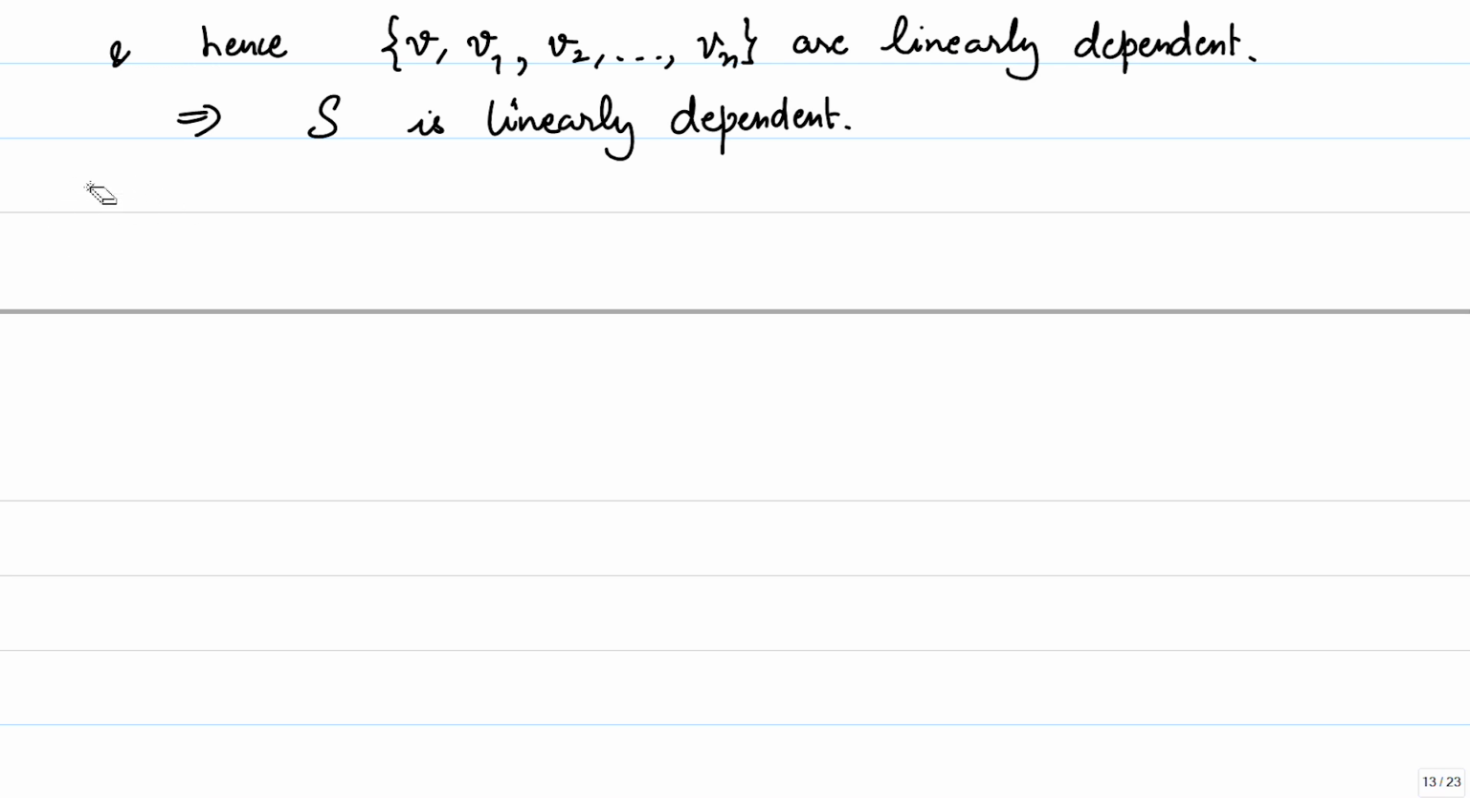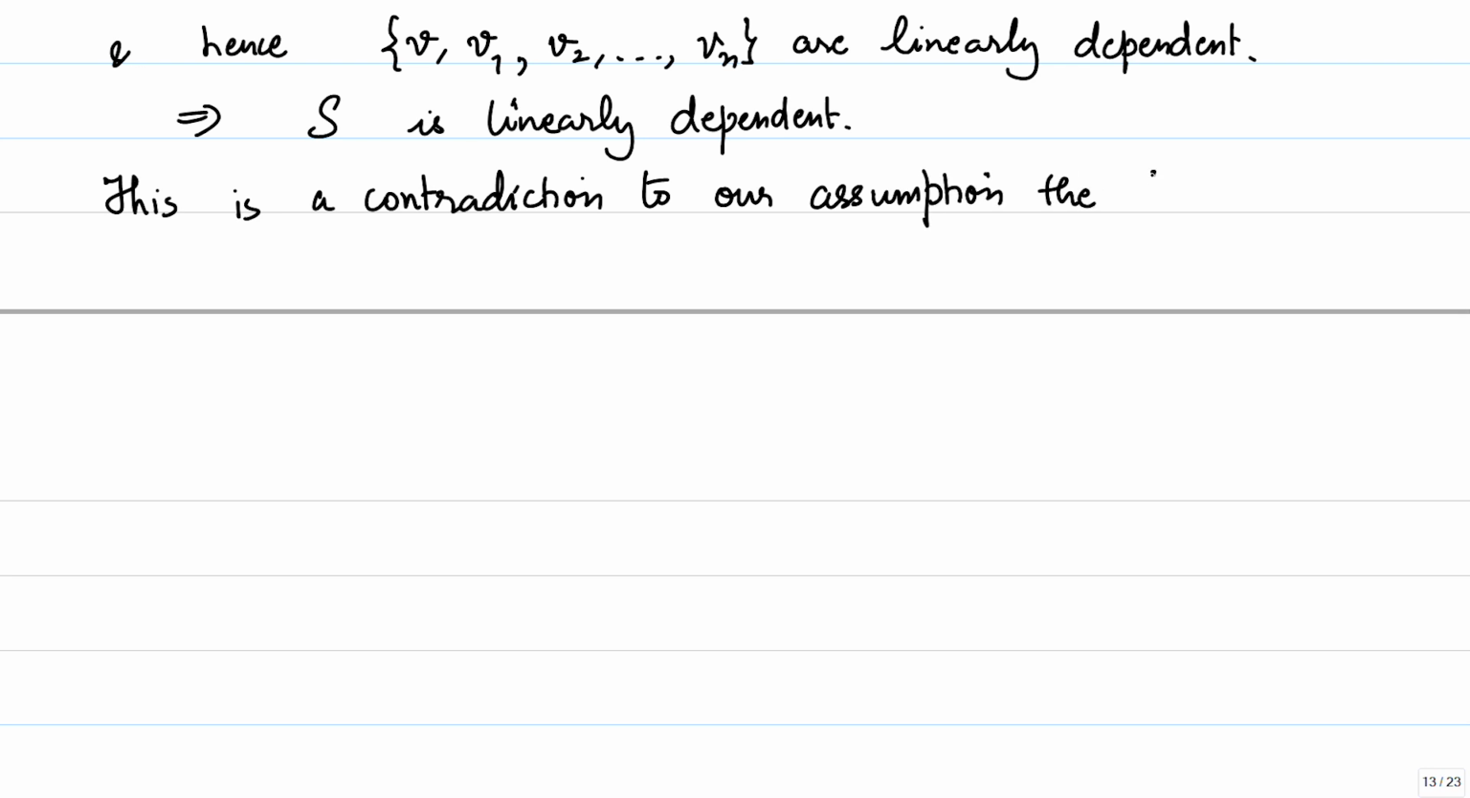This is a contradiction to our assumption that S is linearly independent. Let me rephrase it: a contradiction to the linear independence of S.